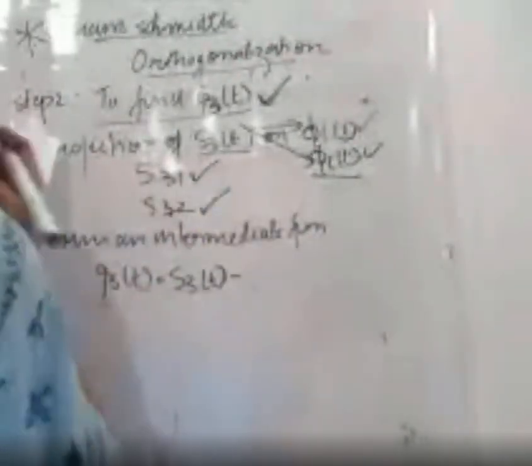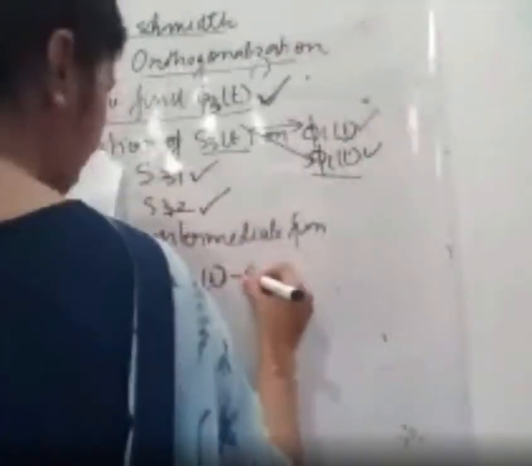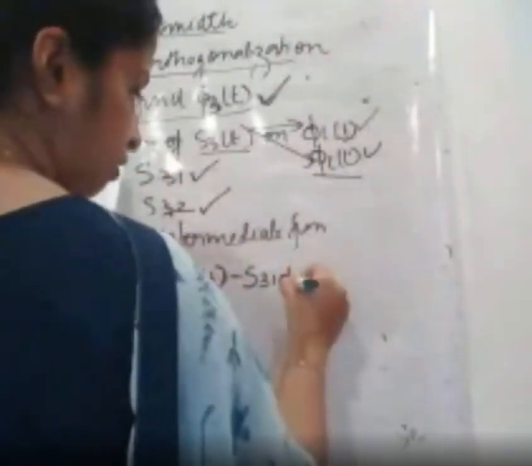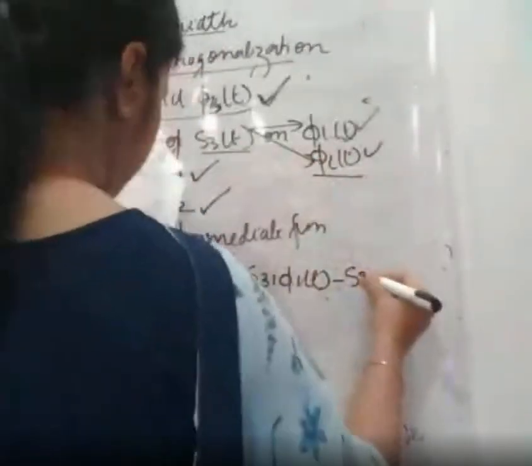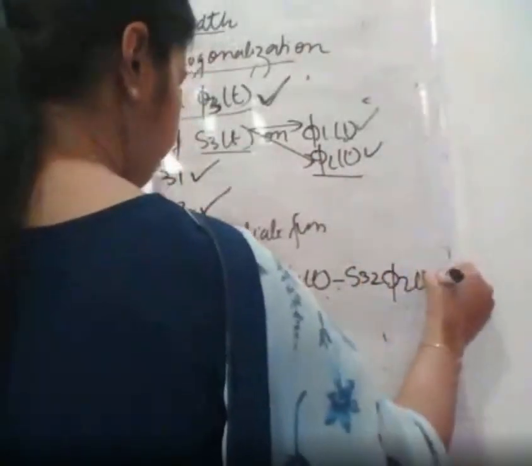So here we have phi 3 of t. G3 of t is nothing but S3 of t minus S31 into phi1 of t. ഞാൻ എഴുതുമ്പോഴത്തേക്ക് ബോർഡ് ക്ലിയർ ആവുന്നതായിരിക്കാം. അതായത് നമ്മുടെ പ്രൊജക്ഷൻ into first orthonormal basis function minus our second projection, that is S32 into phi2 of t.